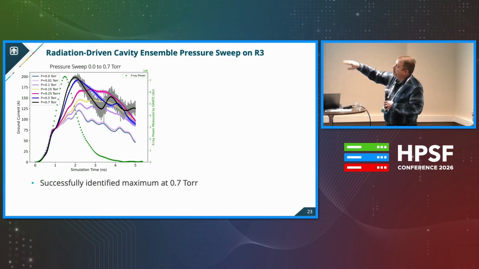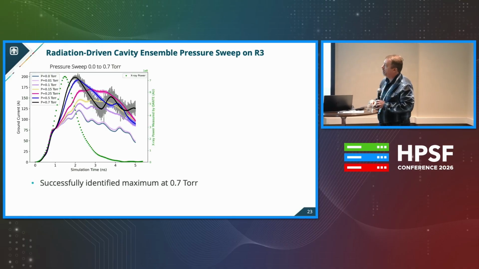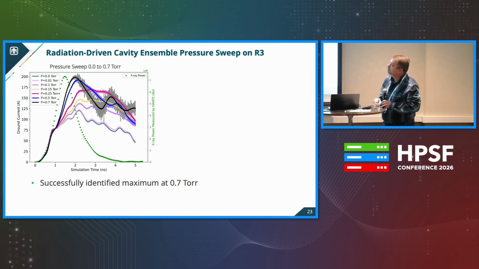The solid lines are just a moving average. You can see the kind of random motion; those are the actual point values as we move in time. So you can see that at 0.7 we have a maximum.